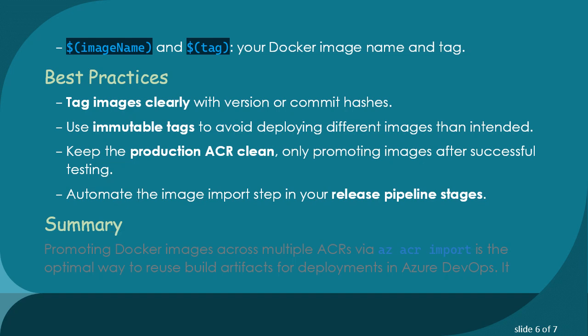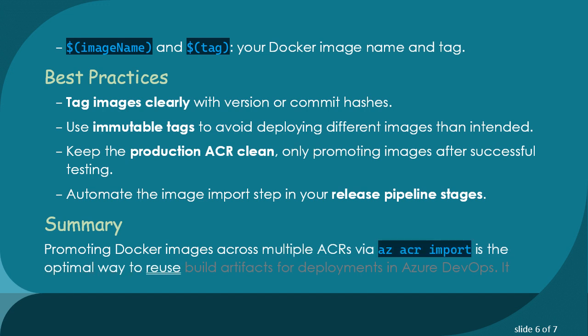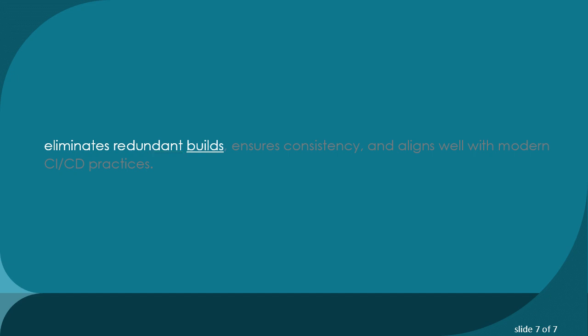Summary. Promoting Docker images across multiple ACRs via ACR import is the optimal way to reuse build artifacts for deployments in Azure DevOps. It eliminates redundant builds, ensures consistency, and aligns well with modern CI/CD practices.